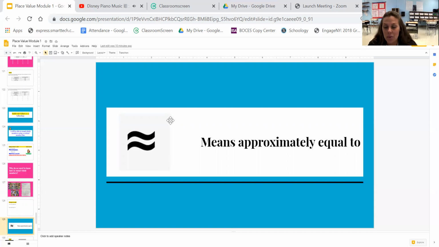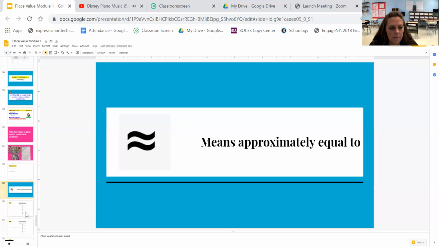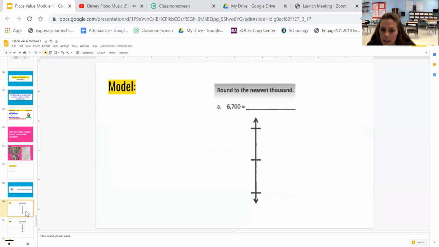What I want you to do on your whiteboard is pause your video and try to make that symbol for me. Notice it's like an equal sign, but kind of squished a little. Go ahead and try it. Awesome. So today we're going to start by rounding to the thousands place.